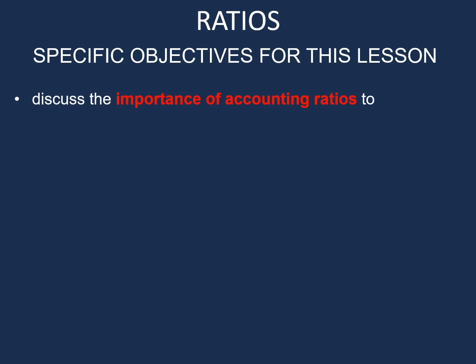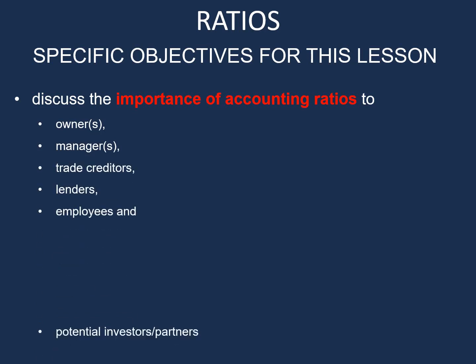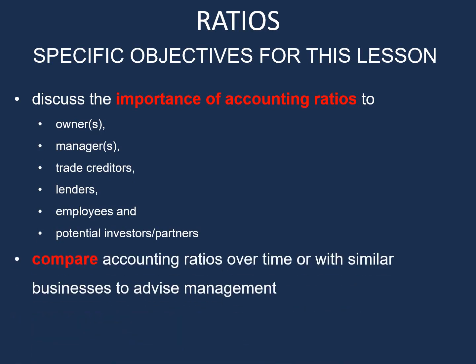We also need to discuss the importance of accounting ratios to our owners, managers, trade creditors, lenders, employees, and potential investors or potential partners. Then we need to compare accounting ratios over time or with similar businesses to advise management. And then finally, we need to discuss the limitations of accounting ratios. So, quite a lot to do, so let's get started.